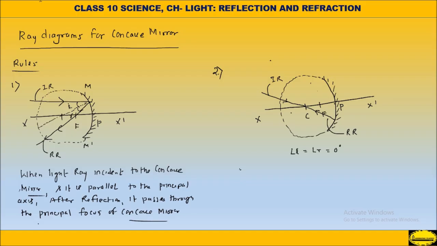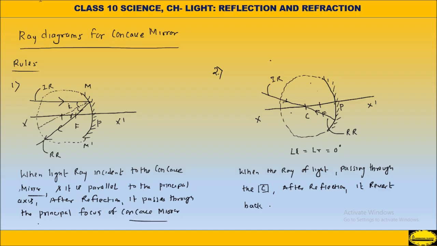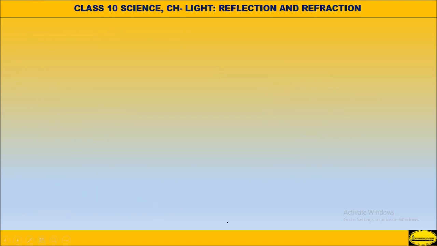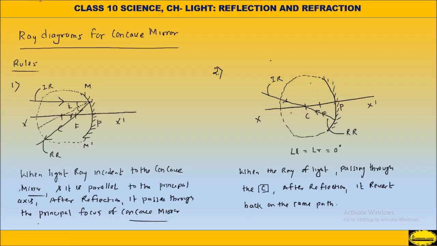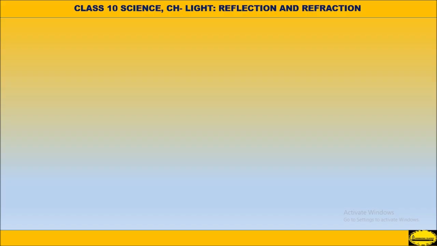So I will write down here that when the ray of light passing through the center of curvature, after reflection it reverts back on the same path. Now let us move on to the next rule.